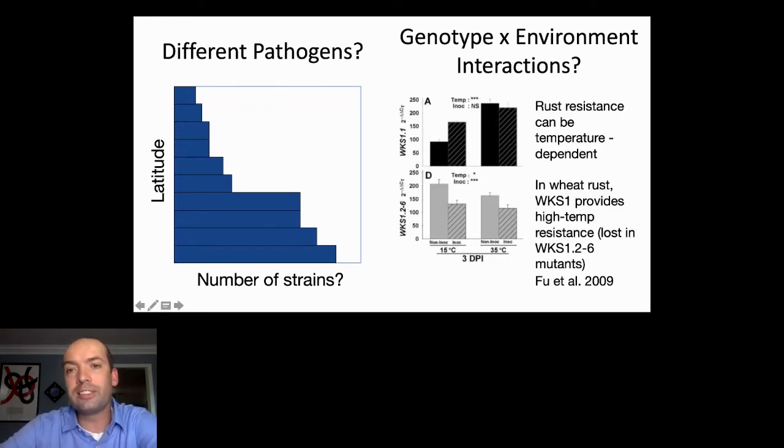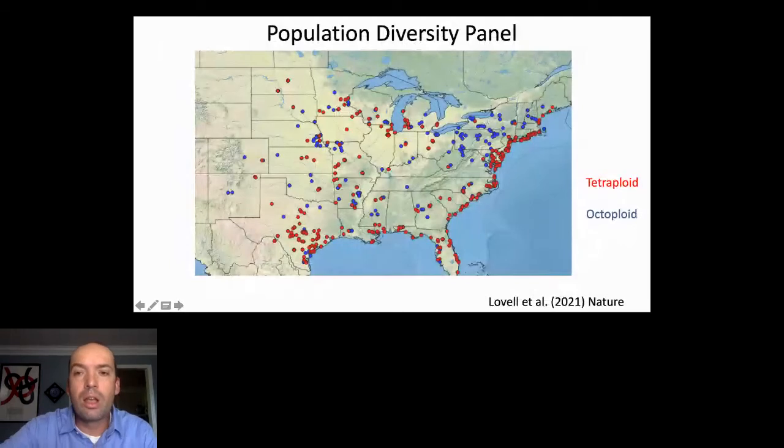There are also, this pattern could also be caused just by genotype by environment interactions, and there's precedent for this, where there are rust resistance alleles that work well under some conditions and then often at higher temperatures break down in terms of their efficacy of resisting the rust pathogens. So the whole situation can be quite complex.